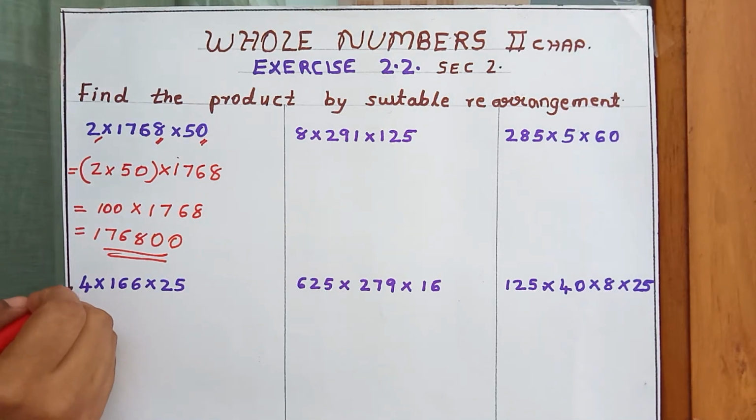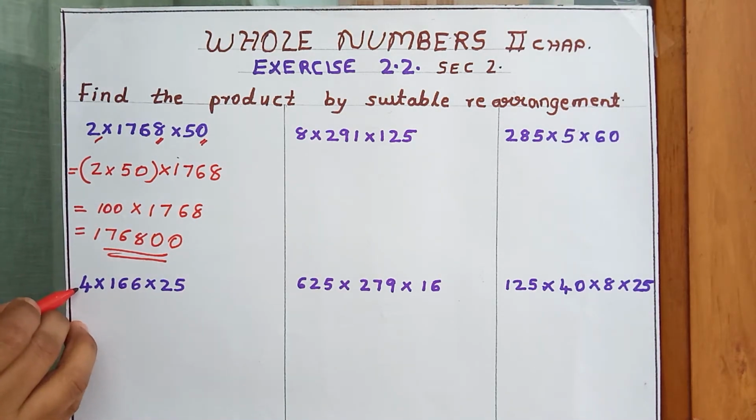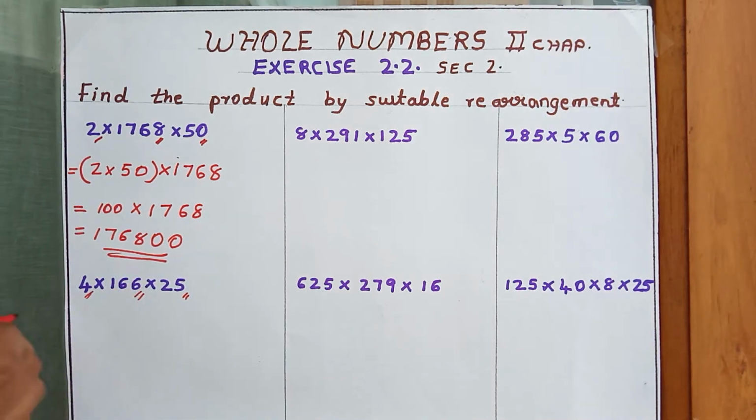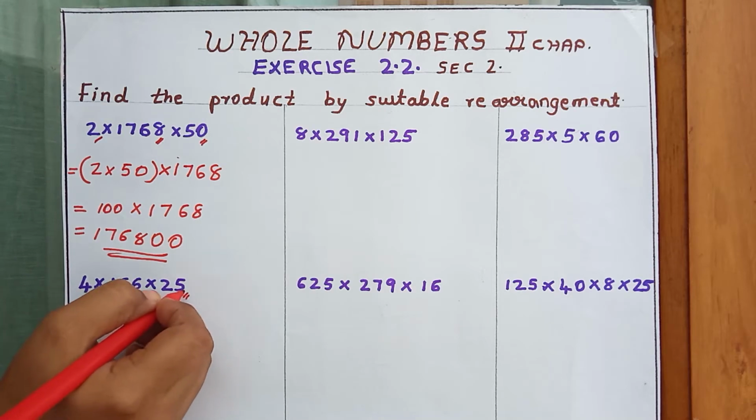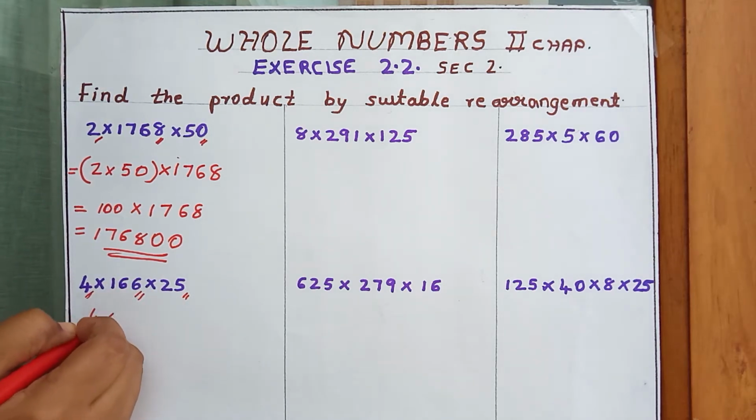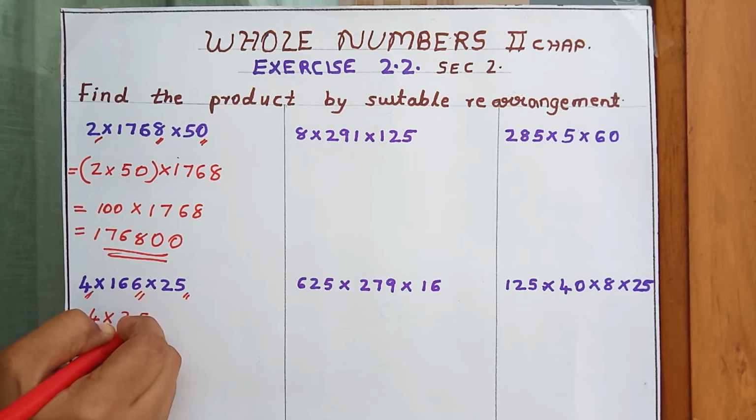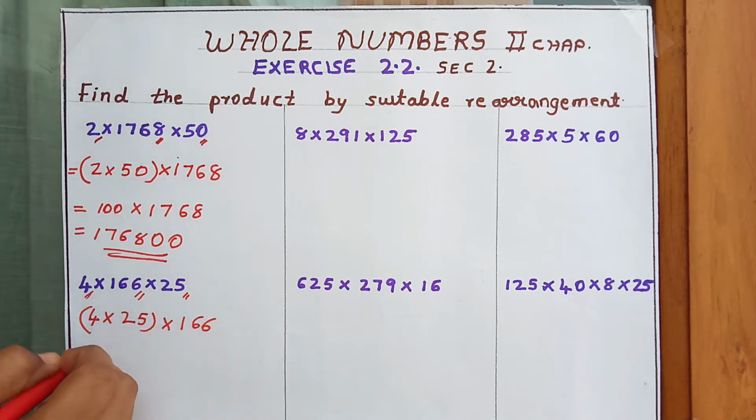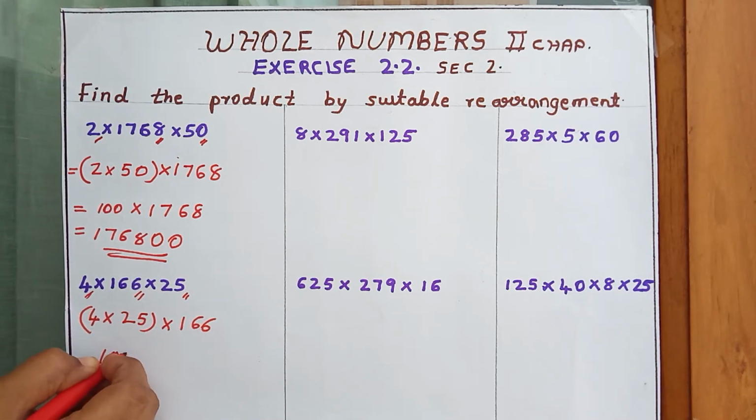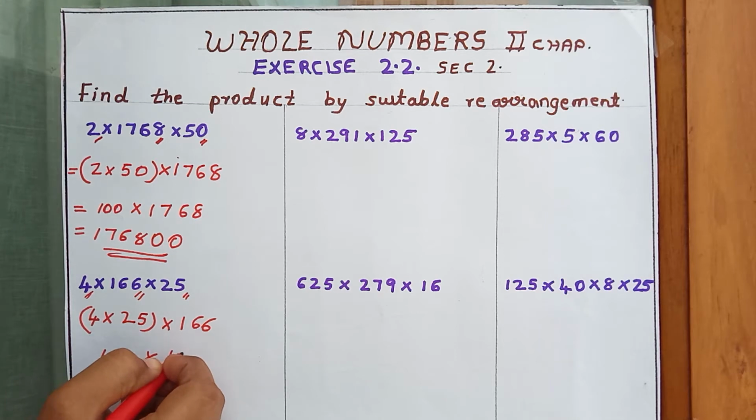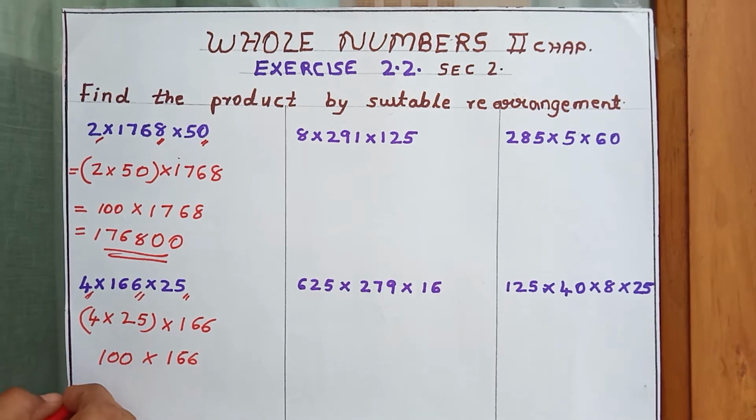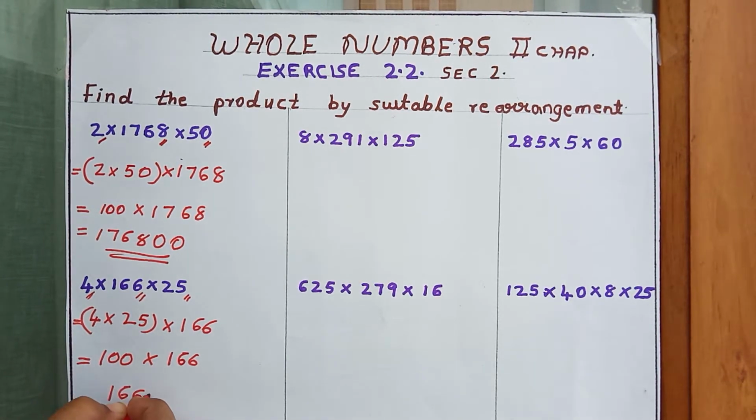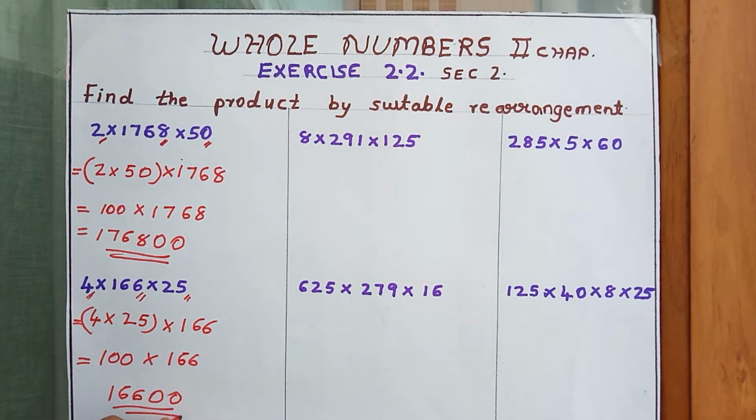Okay. Coming here, you can see that 4, 6 and 5 are coming in ones place. So you can easily join 4 and 25. So 4 into 25 into 166. So 4 into 25, again it is coming as 100 into 166. So answer will be 166 0 0. So this is our answer.